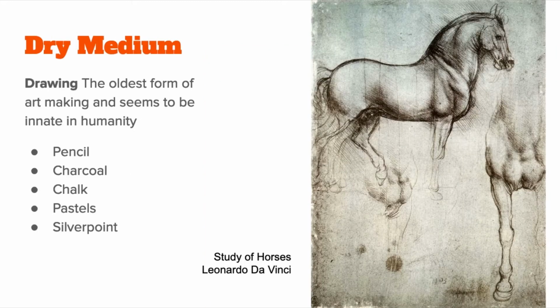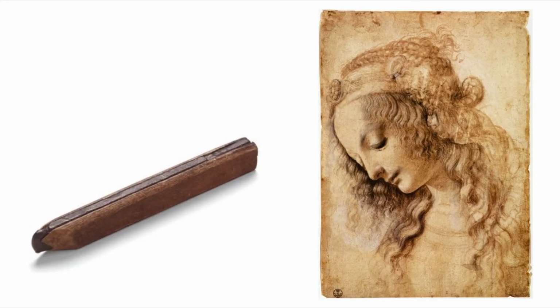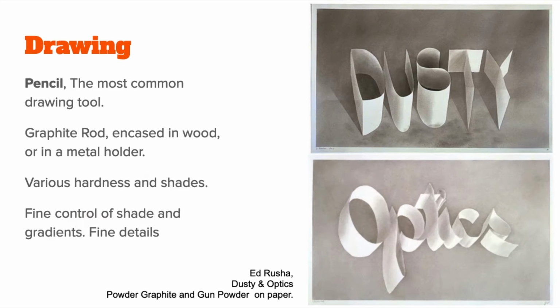Dry medium is basically a material that the artist uses to leave a mark on a dry surface, and the artist manipulates it when applied to the support surface. We can think of these such as pencil, charcoal, chalk, pastels, and silver point. The pencil is the most common drawing tool. It is a graphite rod that is encased in wood or placed inside of a metal holder. It is available in various hardnesses and shades. These different shades offer greater control over the final image by varying the darkness of the mark as well as the ability to render fine details.